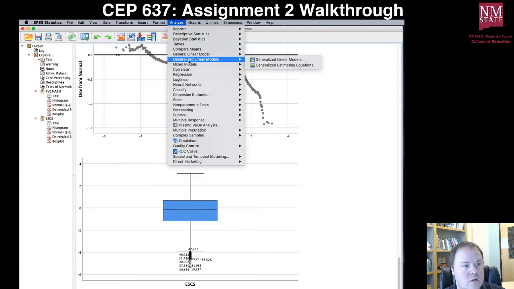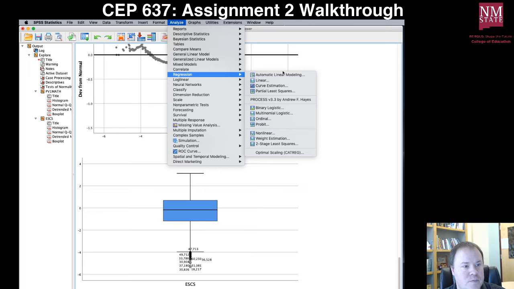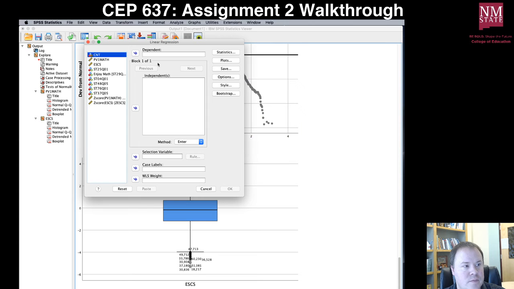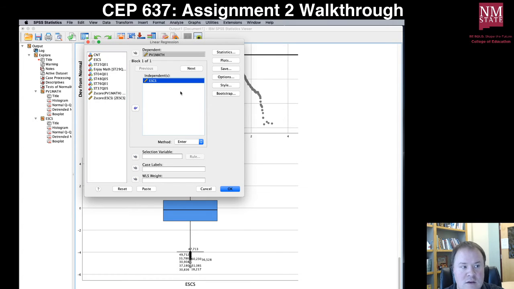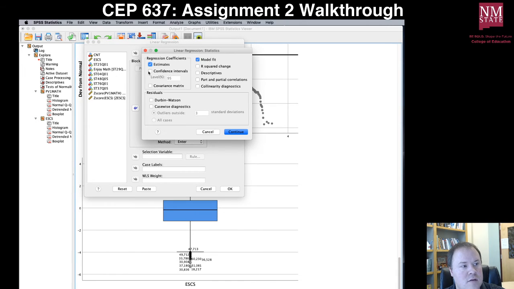So if we go to regression, linear, and put PV1 math as the dependent variable, because we're assuming SES is influencing PV1 math, meaning that PV1 math is dependent on socioeconomic status, which would mean that SES is not dependent on anything in this model. Let's go ahead and grab the confidence interval.